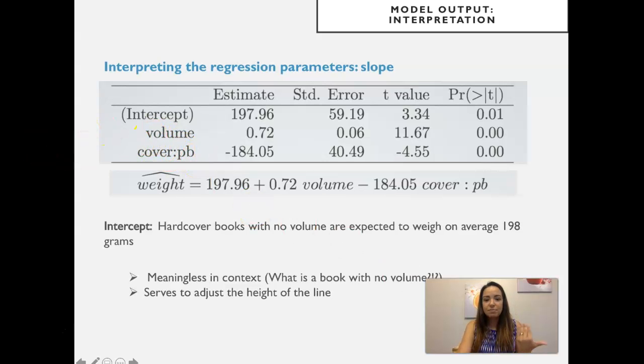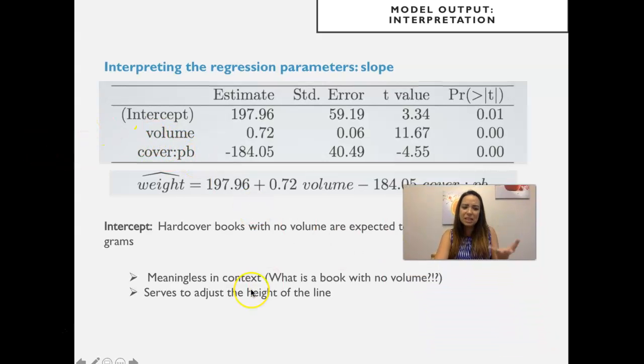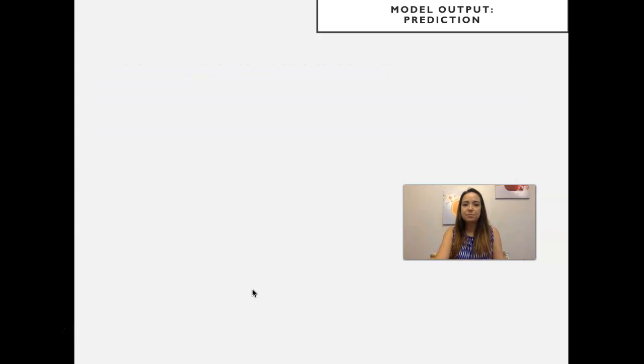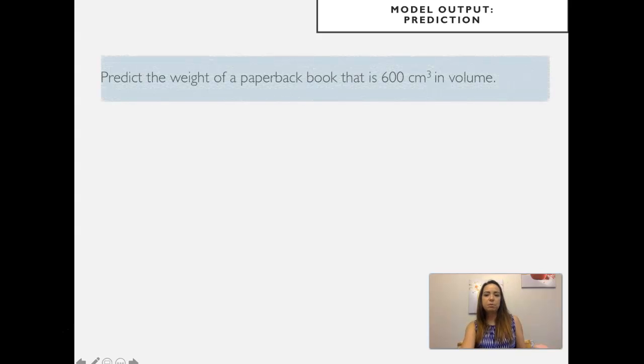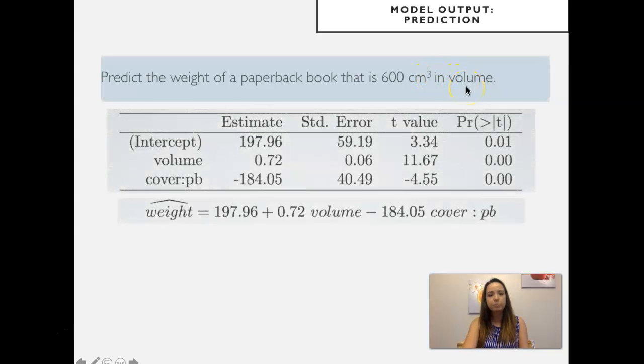So again, the intercept really is meaningless in the context of the problem, because what is a book with no volume? It just serves to adjust the height of the line. So can we do predictions as we did before? Yes, we can. So let's practice that. Let's predict the weight of a paperback book that is 600 centimeters cubed in volume.